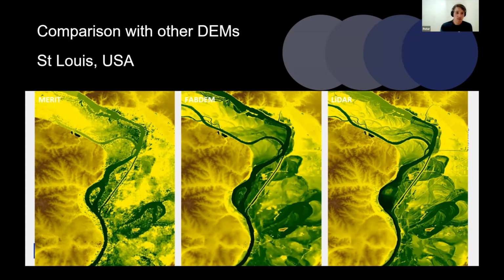And again, there's quite a lot of noise and speckle that you see in the MERIT, which when you go to FabDEM, you can see the features and the contours of the terrain look cleaner and more realistic anyway.